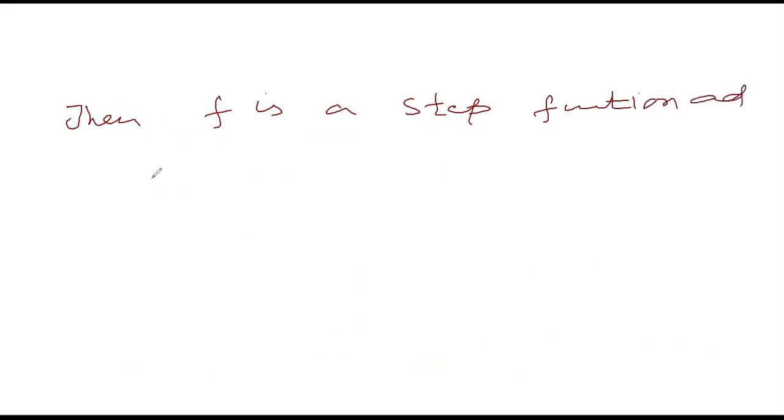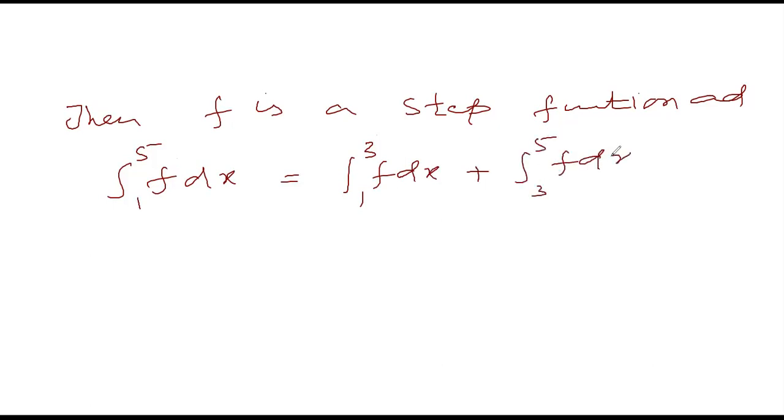And what's the integral of f? If you want to calculate this, as you are already aware, it's equal to the integral from 1 to 3 of f dx plus the integral from 3 to 5 of f dx. On the first range the value of the function is 2, so 2 dx, and on the range 3 to 5, the value of the function is 5 times dx. Sorry, it's 2 and 5, not 2 and 3.